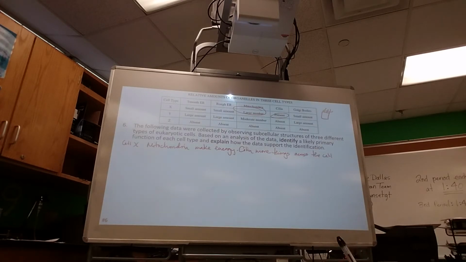By the way, one of the things that a lot of people missed on this is they said that cell Z was prokaryotic, but are any of these cells prokaryotic? Nope. All 3 of them are eukaryotic. All right, so what is the type of cell that uses a lot of energy and moves things across it? No. So sperm cells actually have flagella, not cilia.